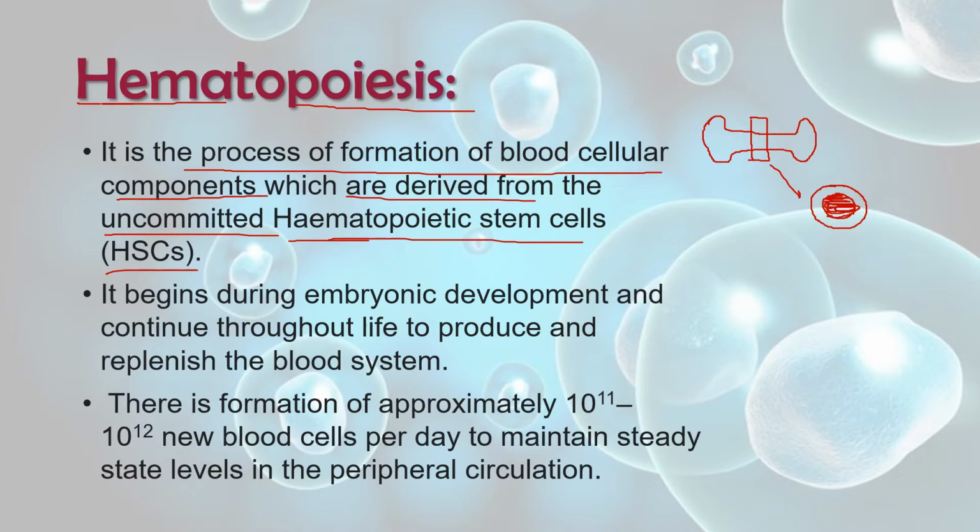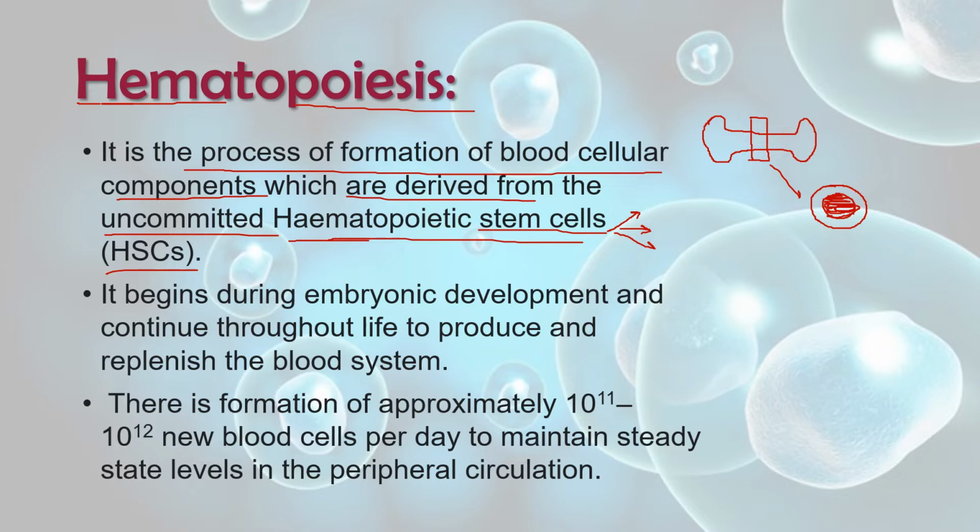As they are stem cells, they have the ability to give rise to all different types of blood cells. So as they are stem cells, they can differentiate into any type of cells. And if we are talking about the hematopoietic cell, it means they can be changed into any other type of cells that are present in our blood.